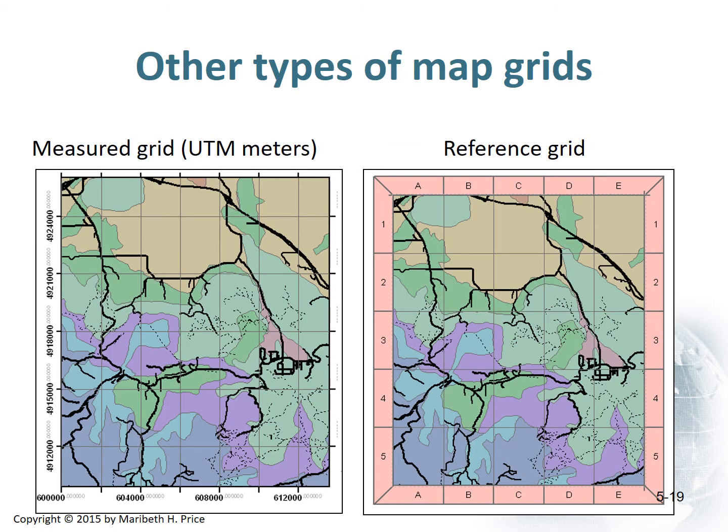There are other types of grids we use in maps as well. We can have measured grids like the UTM meters grid. We can have reference grids so that we can signal that the thing you're looking for is in 3D or 5E.